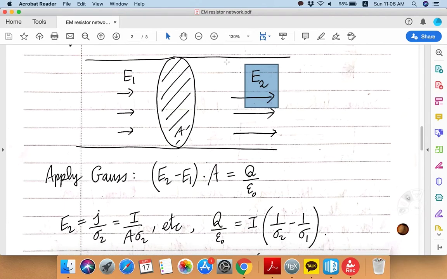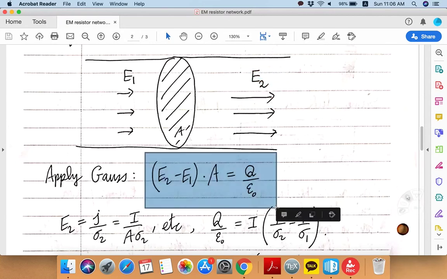Okay, but then you can apply the Gauss theorem, which will quickly render this relationship. The field strength difference multiplied by the cross-section area should be equal to the charge that is trapped inside that volume. But our assumption is that the only place where the charges can remain trapped is this interfacial region.